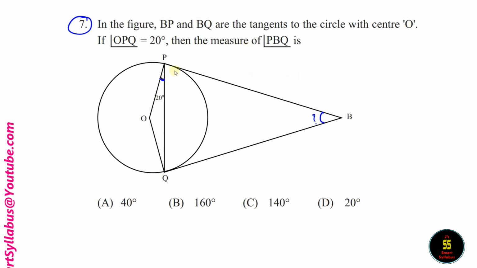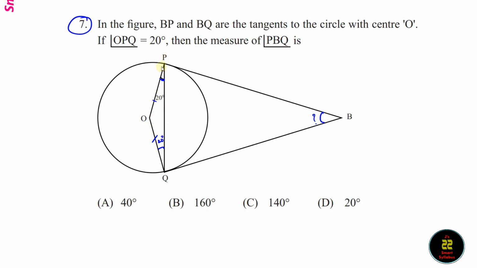So coming to this question, as you can see, it's given 20 degree, and you need to have common sense as well as the concept idea. OP is the radius, and along with that, even OQ is the radius. So as you can see, in OPQ, these two sides are the same, because these are the radii of the same circle. Once these two sides are the same, it means definitely these two base angles are also equal. It means if it is 20 degree, even this is 20 degree.